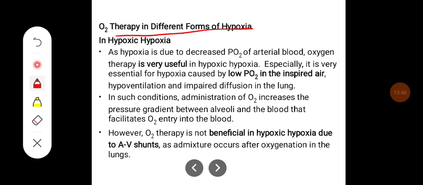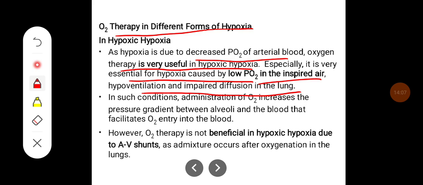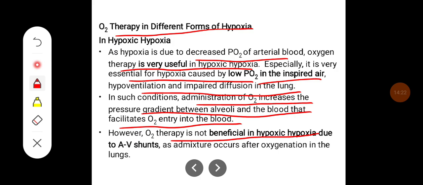Oxygen therapy in different forms of hypoxia. In hypoxic hypoxia, as hypoxia is due to the decreased PO2 of the arterial blood, oxygen therapy is very useful. Especially, it is very essential for hypoxic hypoxia caused by low PO2 in the inspired air, hypoventilation and impaired diffusion in the lung. In such conditions, administration of oxygen increases the pressure gradient between alveoli and the blood that facilitates the oxygen entry into the blood. However, oxygen therapy is not beneficial in hypoxic hypoxia due to shunts, as admixture occurs after oxygenation in the lungs.